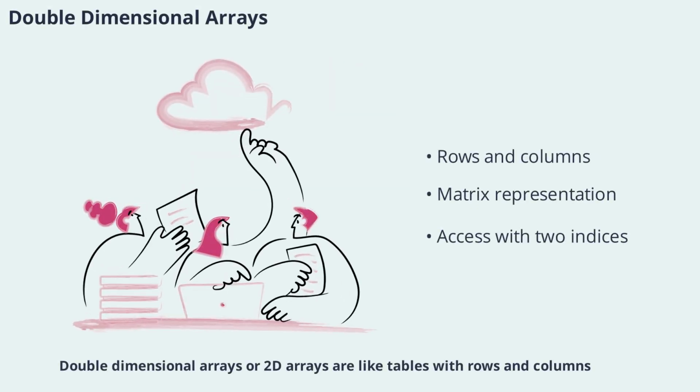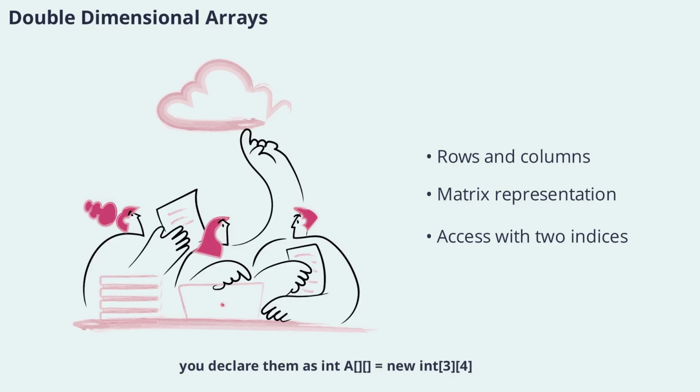Double-dimensional arrays, or 2D arrays, are like tables with rows and columns. They're perfect for representing matrices, grids, or any data that needs two levels of organization. In Java, you declare them as int a[][] = new int[3][4], which creates a table with 3 rows and 4 columns. Each element is accessed using 2 indices, one for the row and one for the column.